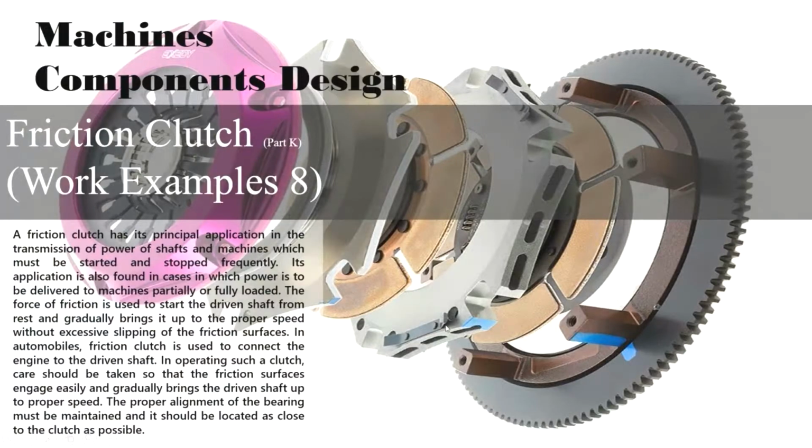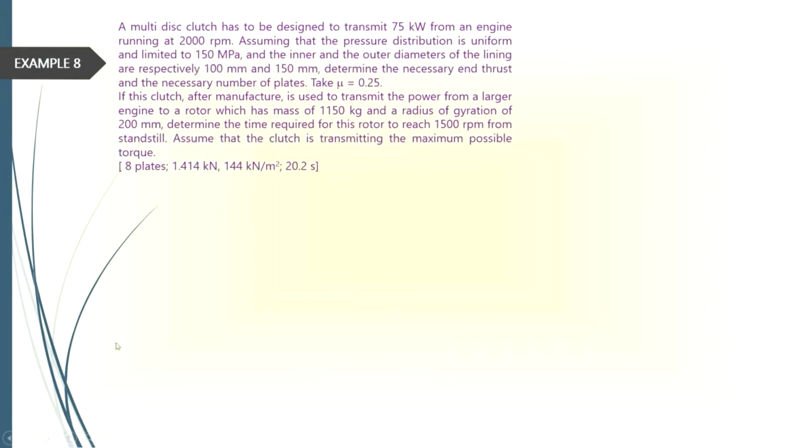Now this will be example 8. A multi-disc clutch has to be designed to transmit 75 kilowatt from an engine running at 2000 RPM, revolutions per minute.